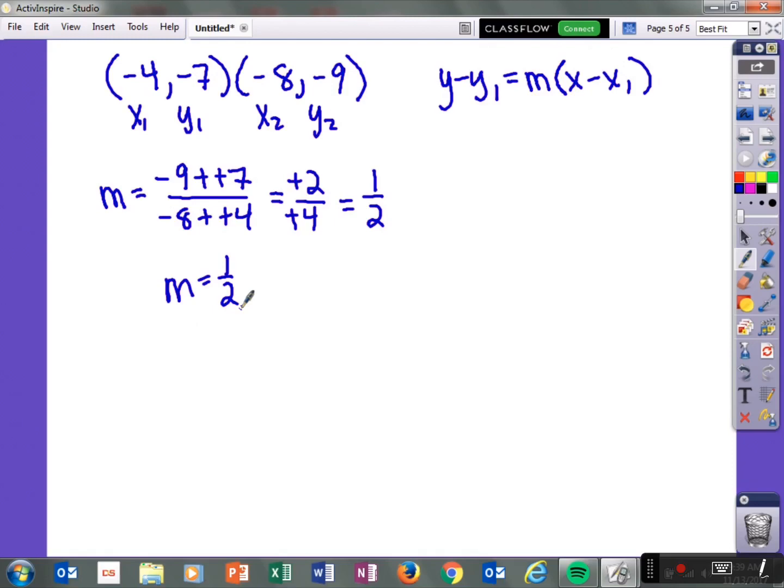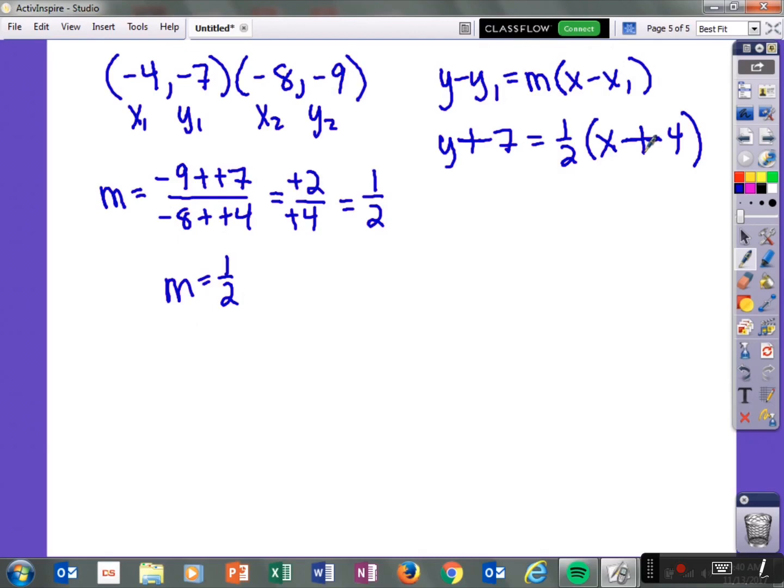Do we know y1? It's negative 7. Do we know m? Yes. Do we know x1? Yes. So we know everything we need, so we can just plug it straight in. So y minus y1, negative 7, equals m, 1/2, parentheses, x minus negative 4. What am I going to do to those two minuses? Make them a plus first, right?